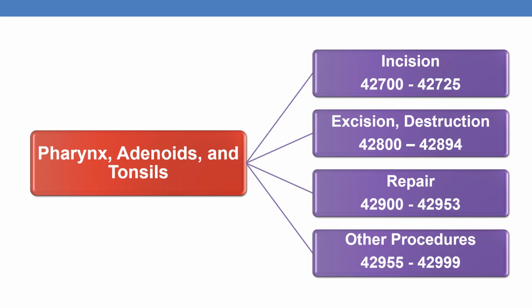First of all, coming to the next topic of digestive system, that is pharynx, adenoids and tonsils. If you see, the pharynx, adenoids and tonsils are divided into incision, excision and destruction, repair and other procedures. The CPT range for incision is 42700 to 42725, for excision and destruction it is 42800 to 42894, for repair it is 42900 to 42953, and finally, for other procedures, the CPT range is 42955 to 42999.